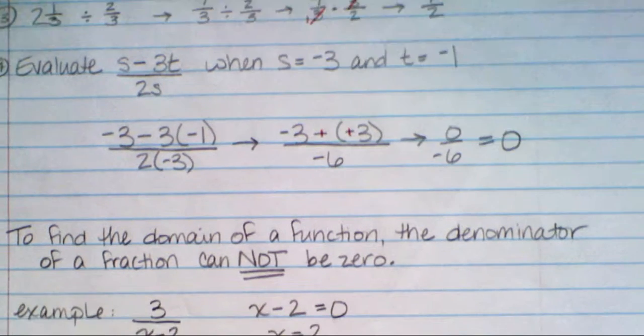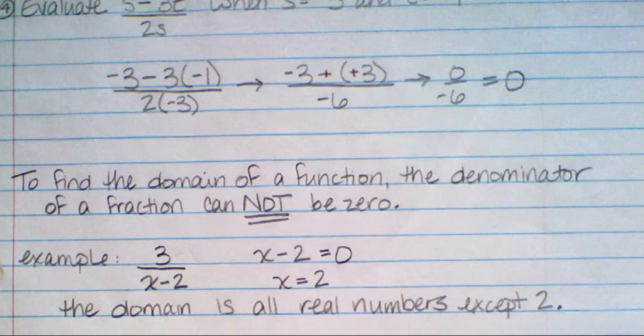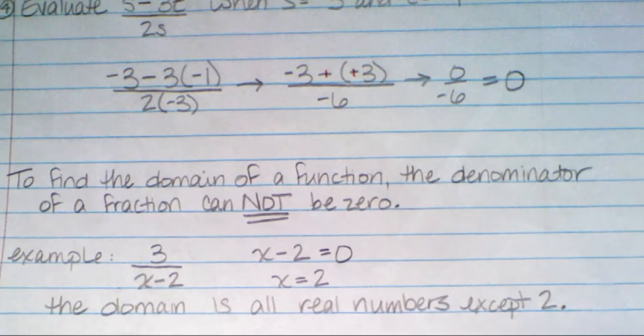So when we look at this, like the example 3 over x minus 2, x minus 2 cannot equal 0. So I need to figure out what possibilities x could be, but it cannot be a number that will give me a 0 in the denominator. So if I then take x minus 2 equals 0 and I solve it, I get x equals 2. That means the domain is all real numbers except positive 2. So I can put any number into that function and it will be true as long as it's not 2, because 2 would make it undefined.